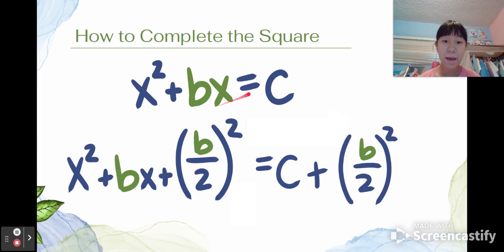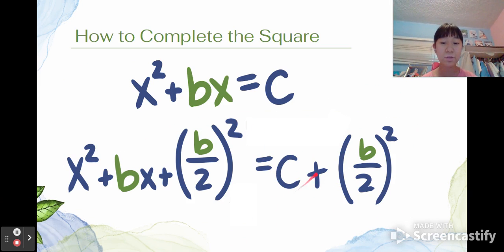So x squared plus bx equals c. We're going to take this b value, divide by 2, and square it. So we get x squared plus bx plus b over 2 squared. Note that I add this term to the right side because what we add to the left side, we must add to the right side as well. That gives us c plus b over 2 squared.